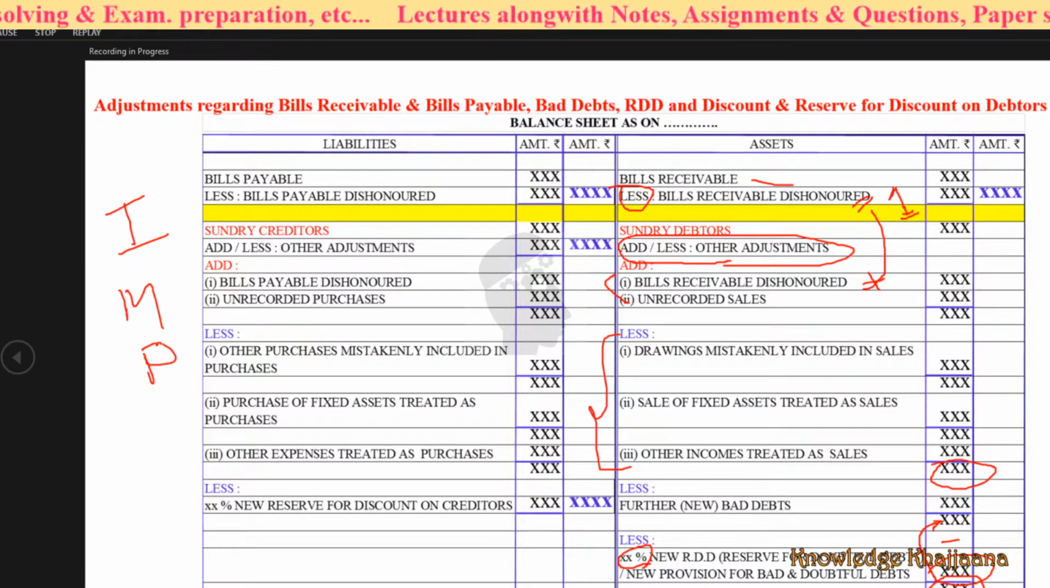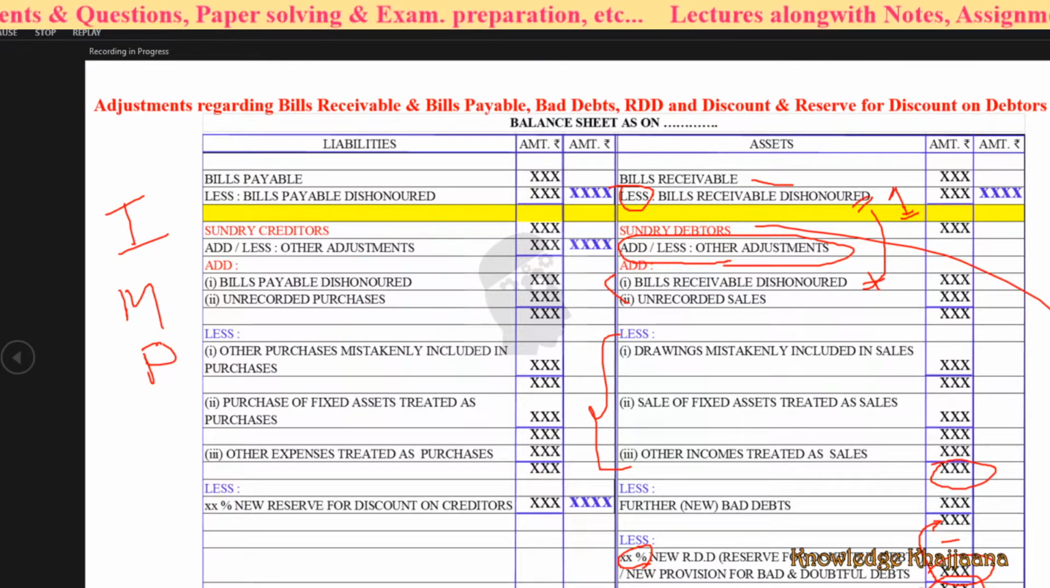Then if it is again said that there is a new reserve for discount on debtors, okay, you are assuming that you will give a new discount to debtors, so that much amount you have to reserve. Reserve that much amount, as you consider that you will give the discount to the debtors. Whatever percentage has been given, you have to calculate that percentage on this amount. So this is the last entry, and after deducting this amount from this amount, you will get the final amount of sundry debtors. See, this is the final amount of sundry debtors.